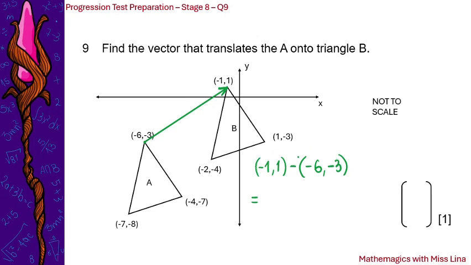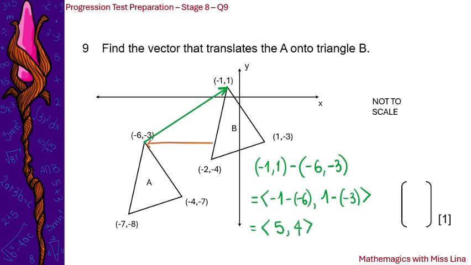For x, it would be -1 minus -6. I'm going to write it here so you don't lose the operation that we are doing. And 1 minus -3 is going to be the y component. Remember, with vectors we could also write it like this. So -1 minus minus would be plus. So -1 plus 6 is going to be +5. And 1 minus -3 is going to be 1 plus 3, which is 4.